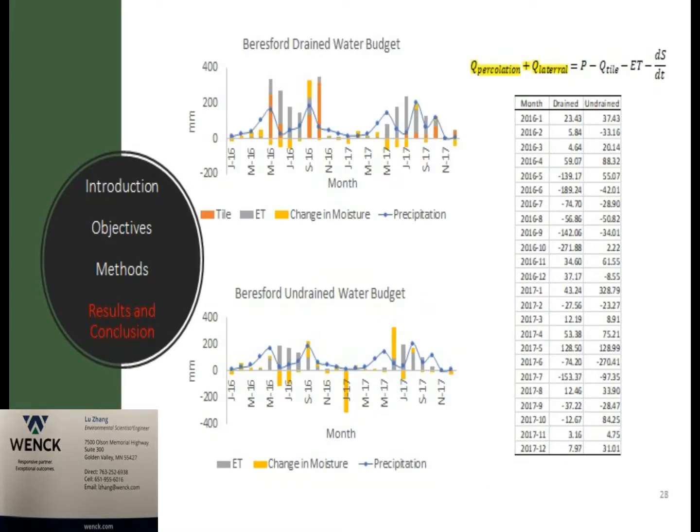So, a similar graph to the previous one. One of them, of course, doesn't have tile because it's undrained, and that one has tile, and we see a change in moisture, same plot. If we look at the numbers calculated, there are negative numbers as well, meaning that there's not enough precipitation to support all the outflow going on in the field.